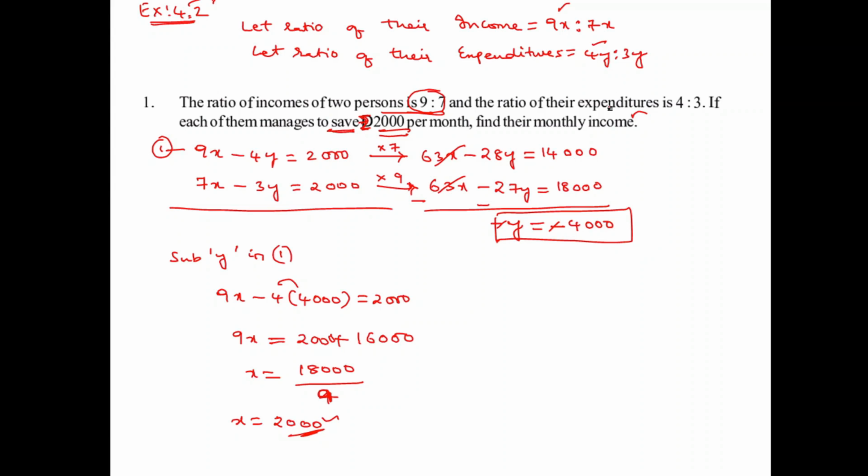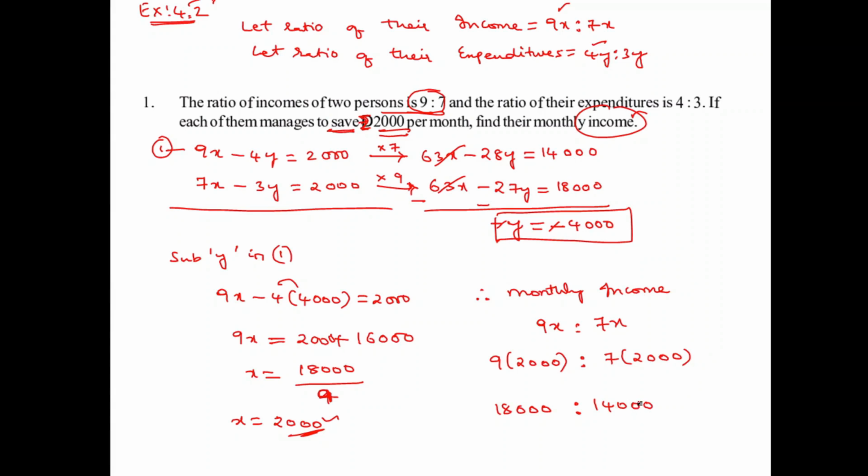Now he is asking us to find their monthly incomes only. How can I do this? Their monthly incomes are given in the ratio 9x is to 7x, right? What is the value of x? That is 2,000. So their incomes are 18,000 and 14,000. One person's income is 18,000 and the other person's income is 14,000. Hope it is clear to everyone, right?